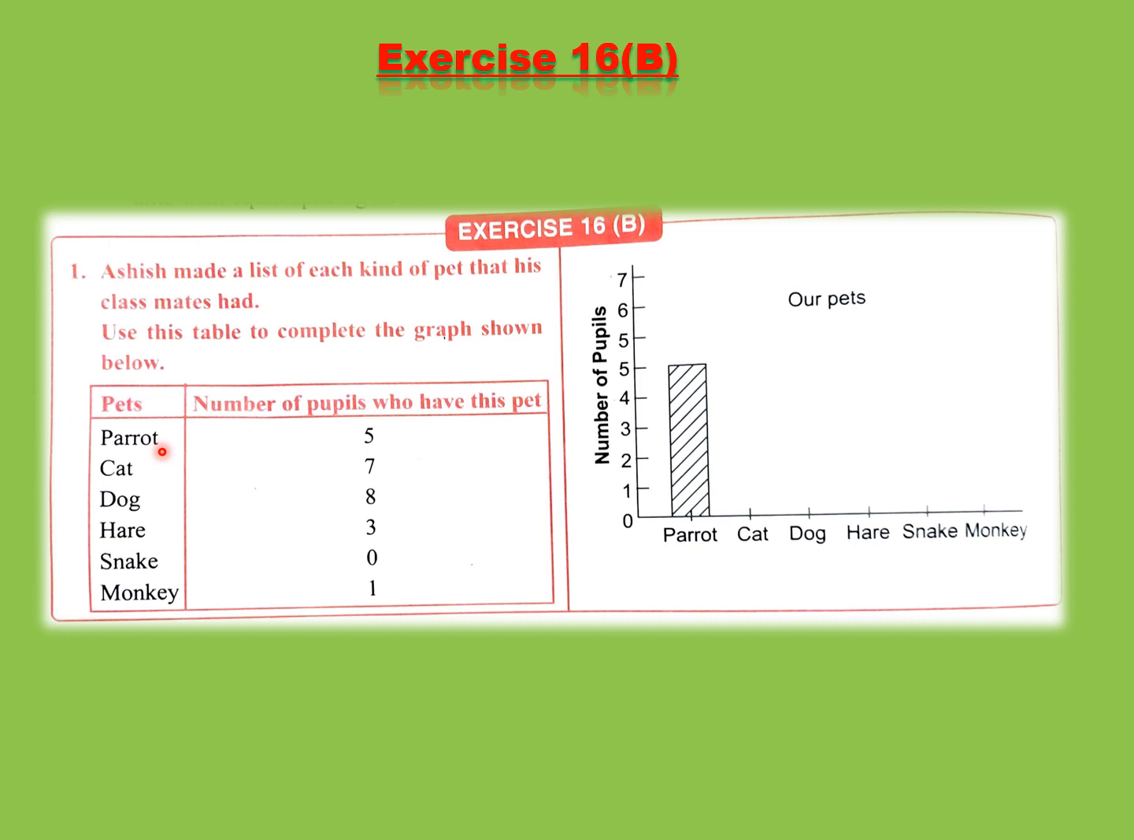We'll just see that these are the pets that his classmates have and this is their number. 5 students have parrot, 7 students have cat, 8 students have dog, and 3 hare, no snake, and 1 student has a monkey as a pet. Now you open your graph sheet. We need to draw a vertical axis and a horizontal axis. The vertical axis will be called the y axis, and the horizontal axis we call the x axis.